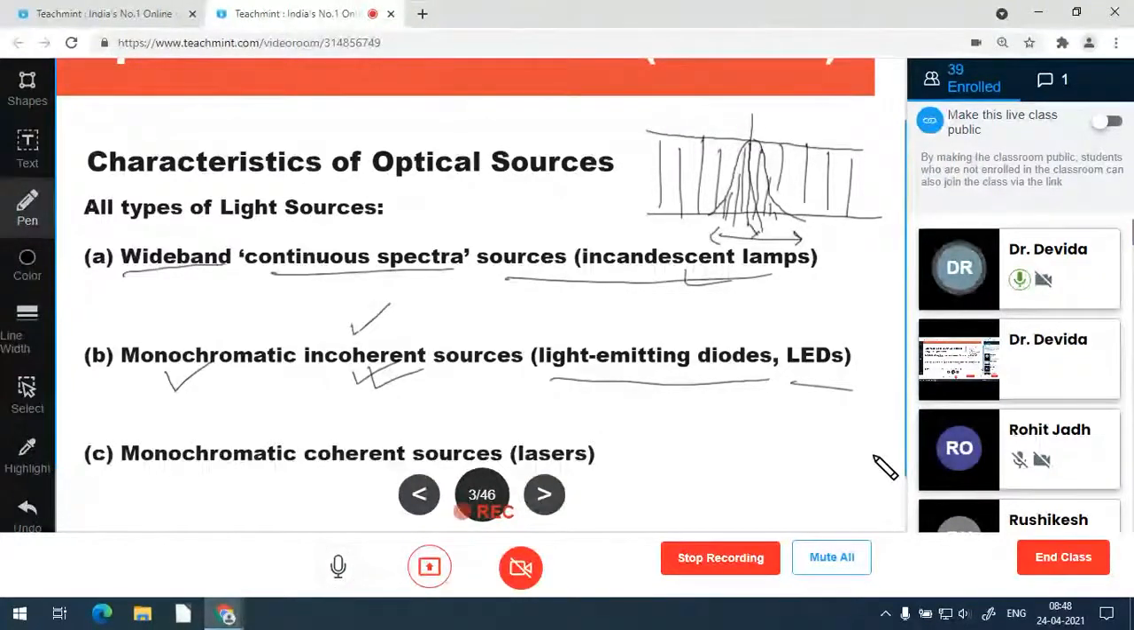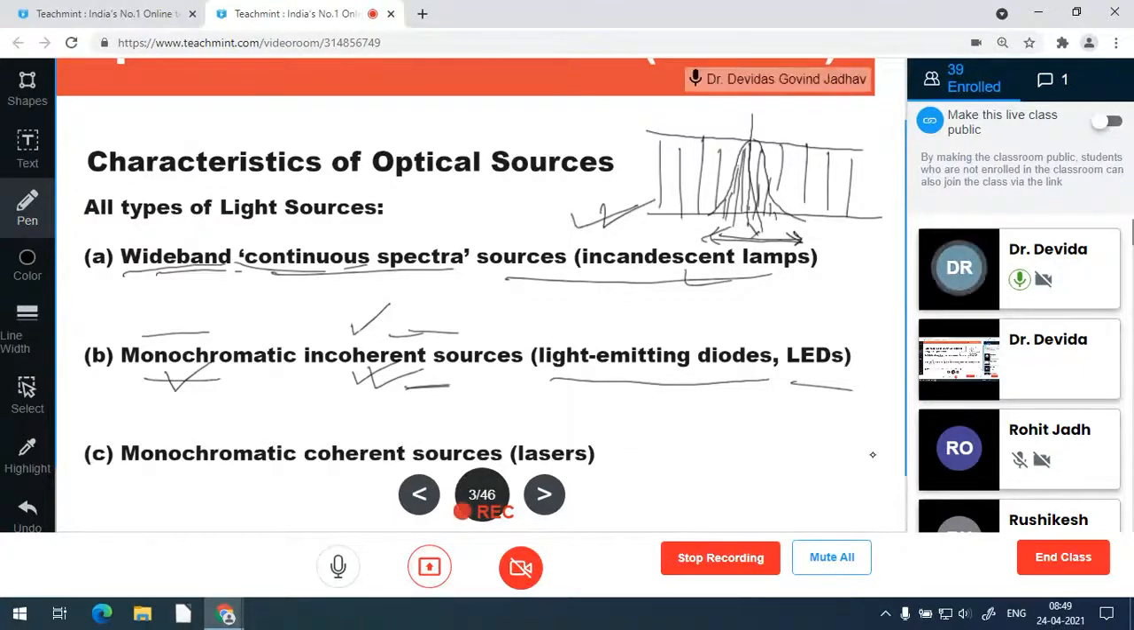LED spectrum is monochromatic, as shown in the above figure. Single wavelength and some other wavelength, a very small line width is there. So it is monochromatic. Incandescent light is not monochromatic, and also not coherent, so wide band as well as continuous spectrum. LED is not wide band, LED is monochromatic, single wavelength, but they are not coherent, they are incoherent LED sources.